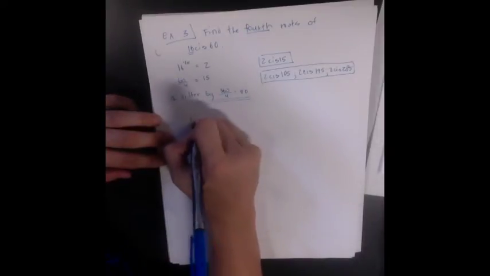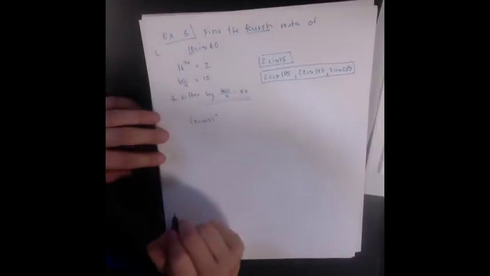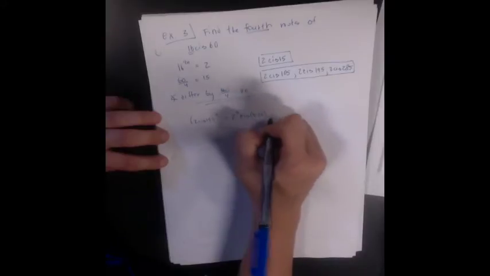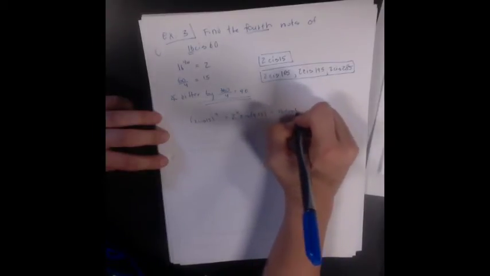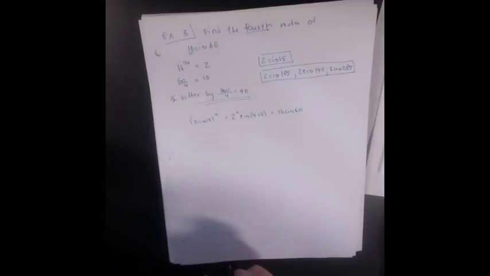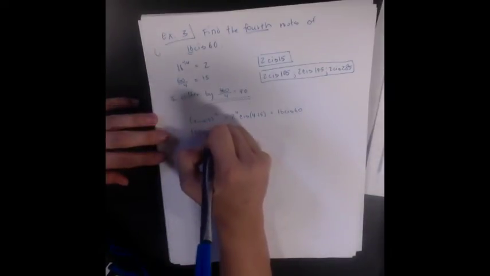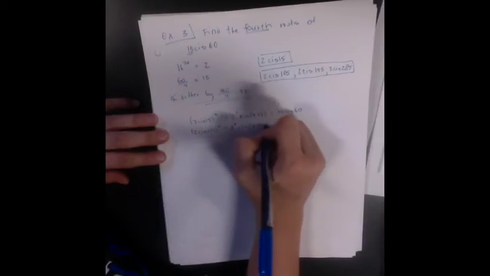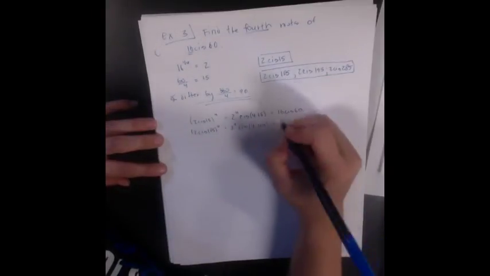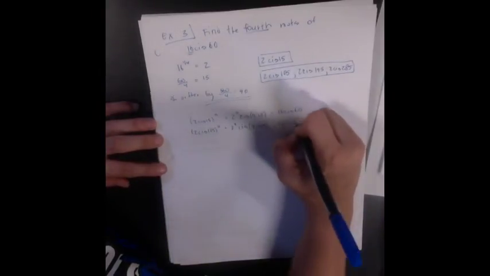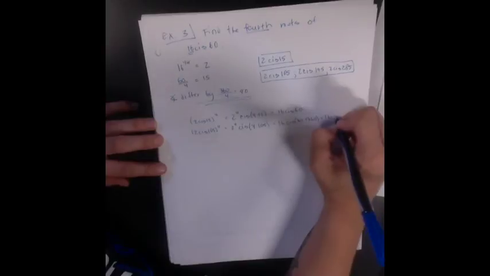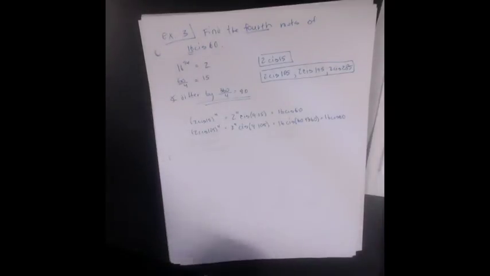Now we can check this by doing 2 cis 15 to the fourth, which gives me 2 to the fourth cis of 4 times 15, which gives me 16 cis of 60. Or we do 2 cis 105 to the fourth, which gives me 2 to the fourth cis 4 times 105, which gives me 16 cis of 60 plus 360, which is 16 cis of 60. And so on and so forth.